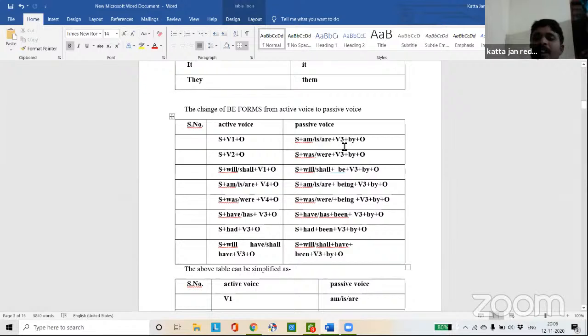And third step, the main verb, which is in the active voice, is changed to V3, the past participle, right? Fourth, the preposition "by" is used. Fifth step, the subject is changed as object. Okay, the subject is changed as object.